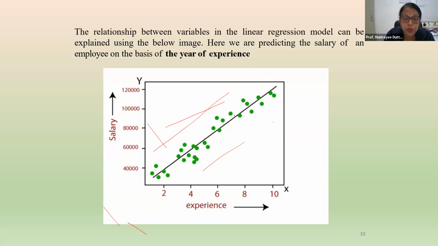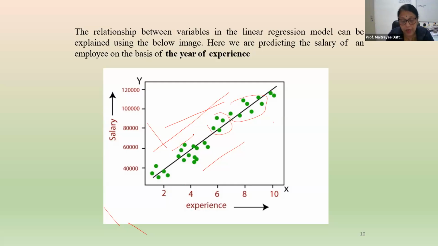But our aim should be to find out that line which is very nearby all the points. It should not be like this, where it is nearby only one point, right? So our aim, to find out the regression model, is to find a linear relationship, or the line equation, such that the line is very near to all these points. That means it is best fitting all the values, right?